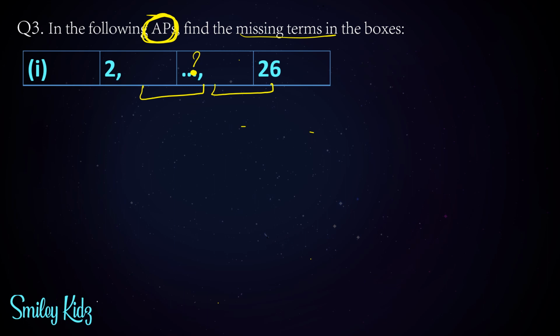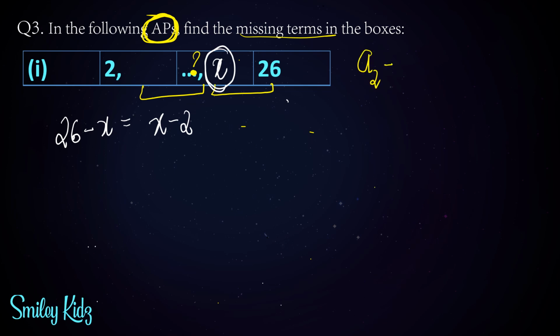Now, can I write, let's suppose my mid value over here is x. So 26 minus x will be equal to x minus 2. Now what are you telling? Well, I'm telling that A2, let's write it as A2 minus A1 equals A3 minus A2.